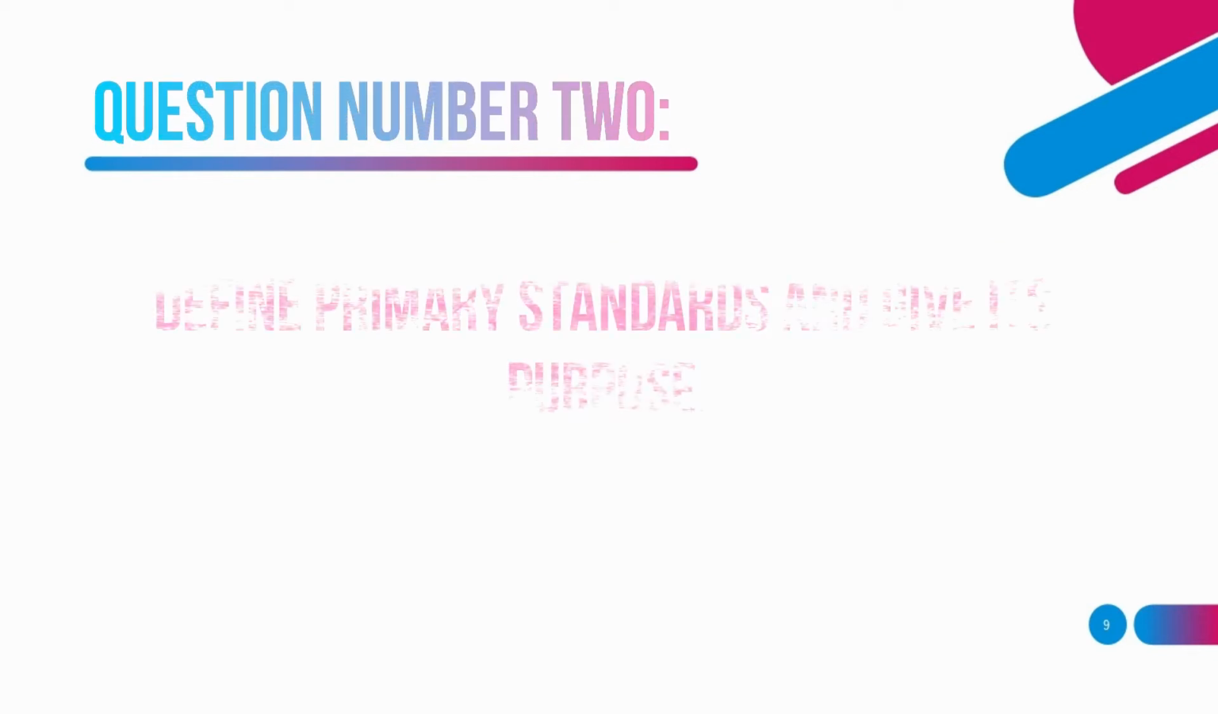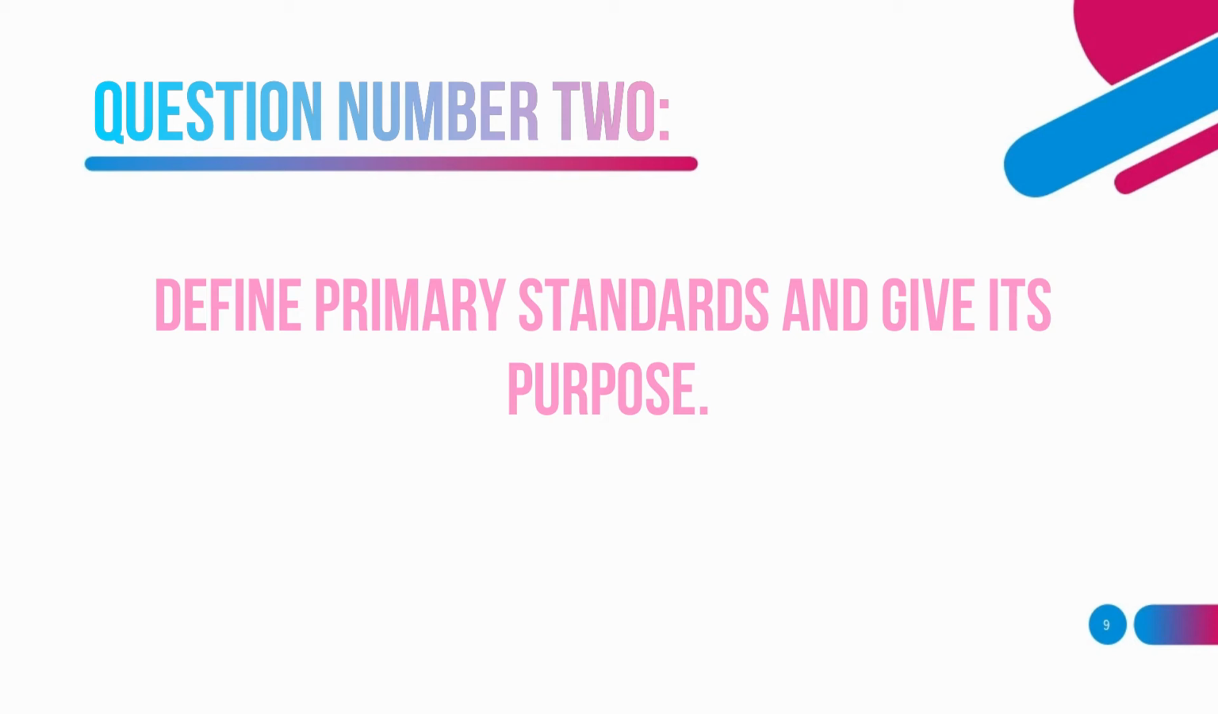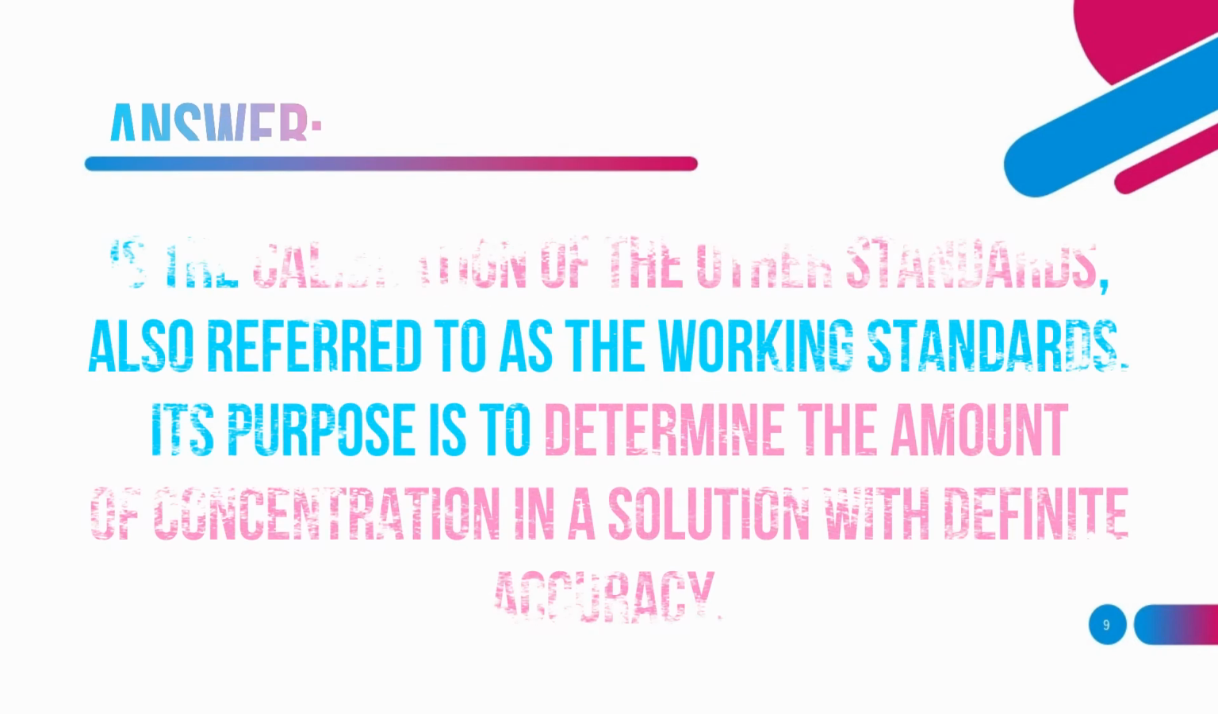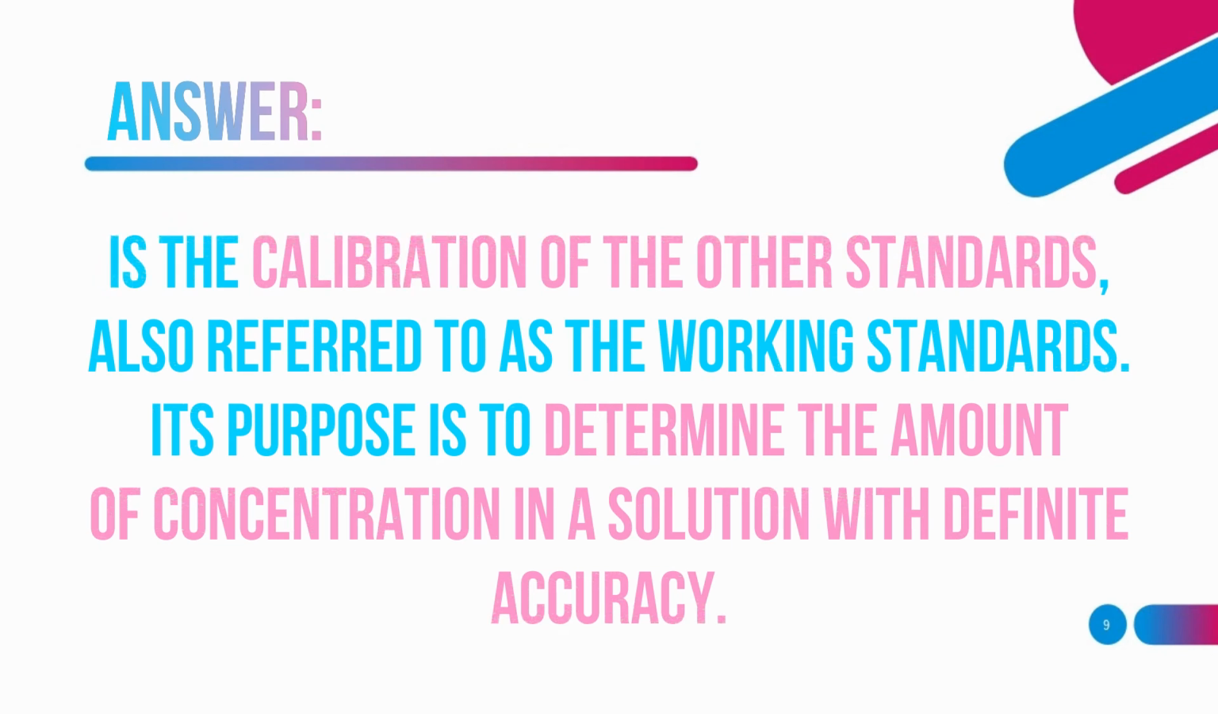Number 2. Define primary standard and what is its purpose. Primary standard is used for the calibration of other standards, referred to as the working standard. Its purpose is to determine the concentration amount of a solution with definite accuracy.